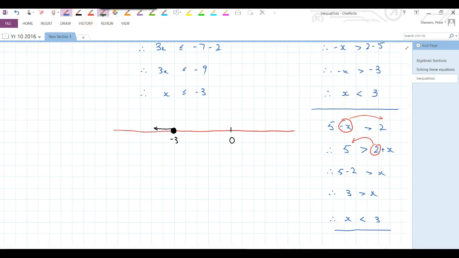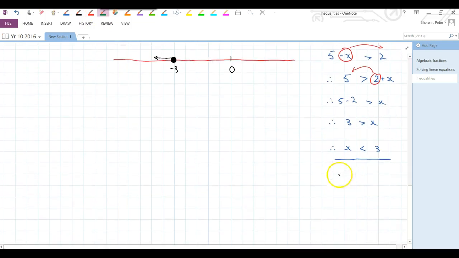Last thing I'll say on this matter, just for the moment, why do we change the inequality sign to face the other way when we multiply or divide by a negative? Well, let's have a look at something here. 8, I'm sure you'll agree, is greater than 5. Yes, no arguments there. Now, let's put a minus in front of both of them. So in other words, let's multiply by minus 1.